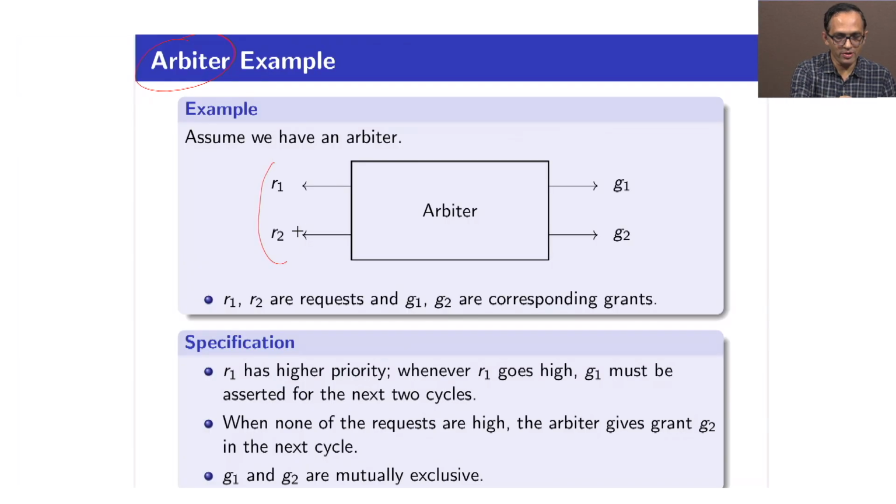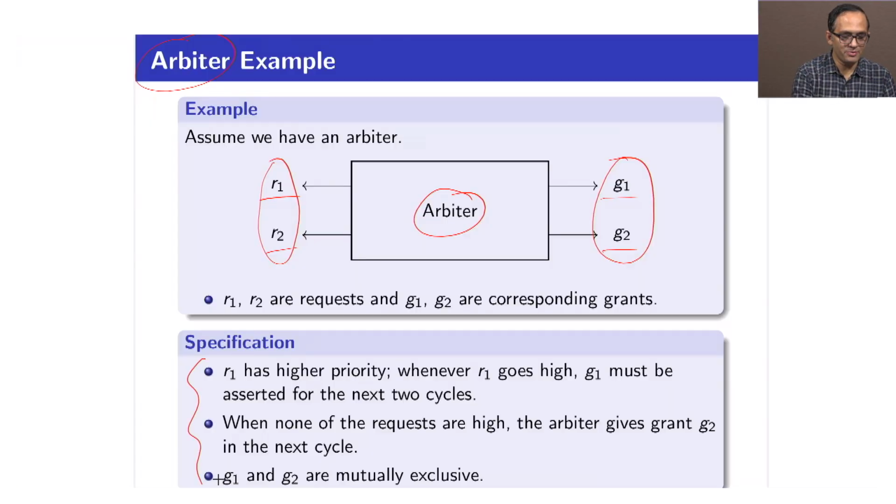If you recollect from my previous class, the arbiter is something like a manager for some resource, where multiple users can request to access that resource, and based on certain priority function, it gives access to one of the users at a time. So, that is the arbiter. In our example, there are two requests and two grants. G1 corresponds to R1 and G2 corresponds to R2. If two requests come at the same time, the arbiter decides which grant to give.